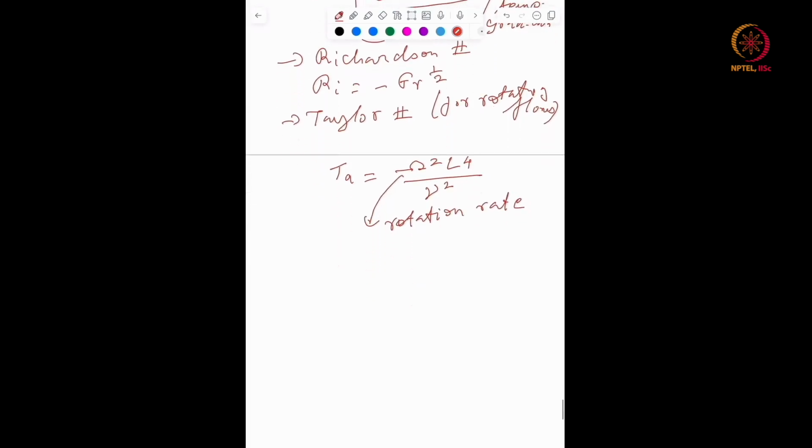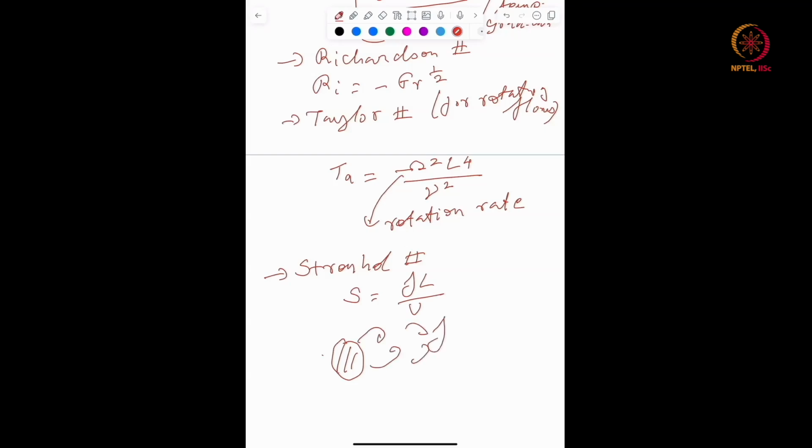Similarly, you have other numbers. For example, let's talk about the Strouhal number. It's like shedding of vortices behind bluff bodies. So if you have a bluff body here, vortices are shed behind it. So this frequency of shedding is what comes here, and this is the characteristic length L, and this is the corresponding velocity, say V. So this is the Strouhal number.